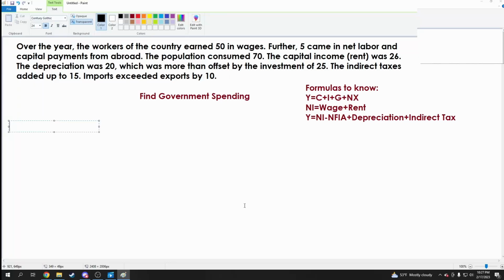Okay, so jumping straight into it, we want to find government spending. Let's read out the problem, see what we have given to us. It says that the workers earn 50 in wages, so I'll just write wage equals 50. 5 came from net labor and capital payments from abroad, so we're going to call that our NFIA.